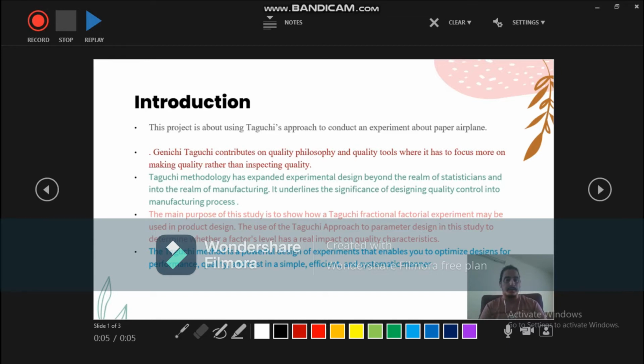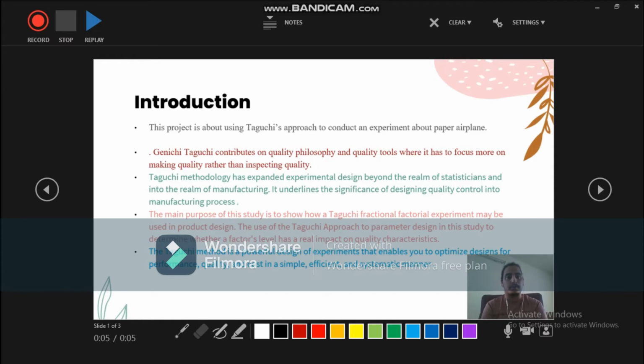Today we are presenting the group assignment about the Taguchi paper airplane product design. I will present the introduction. This project is about using the Taguchi approach to conduct an experiment on a paper airplane.